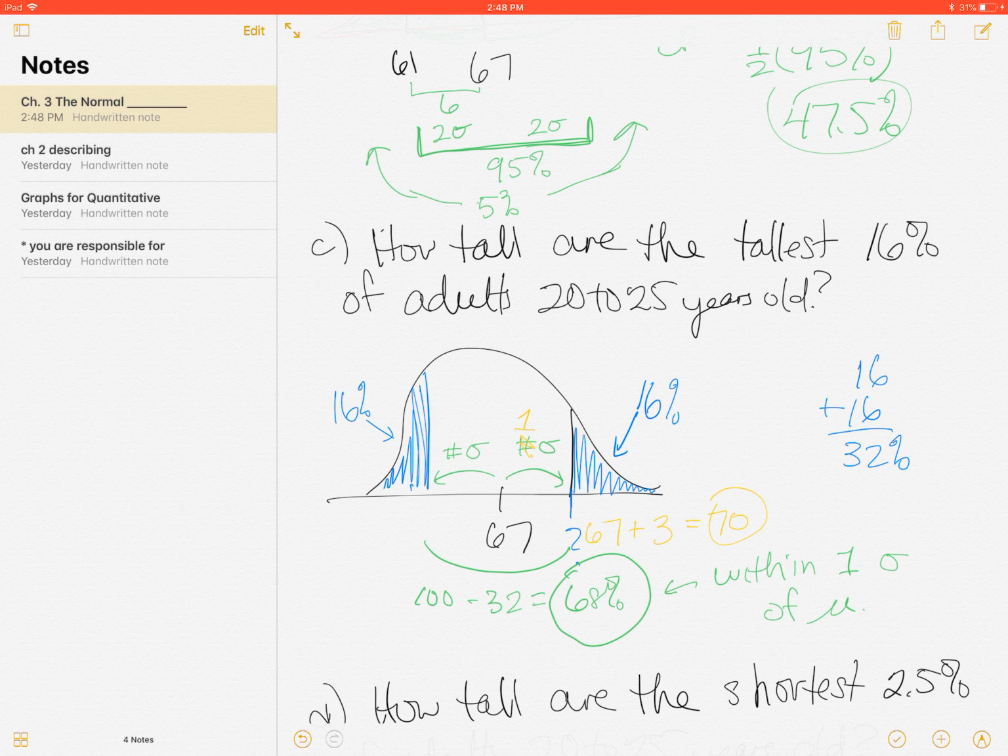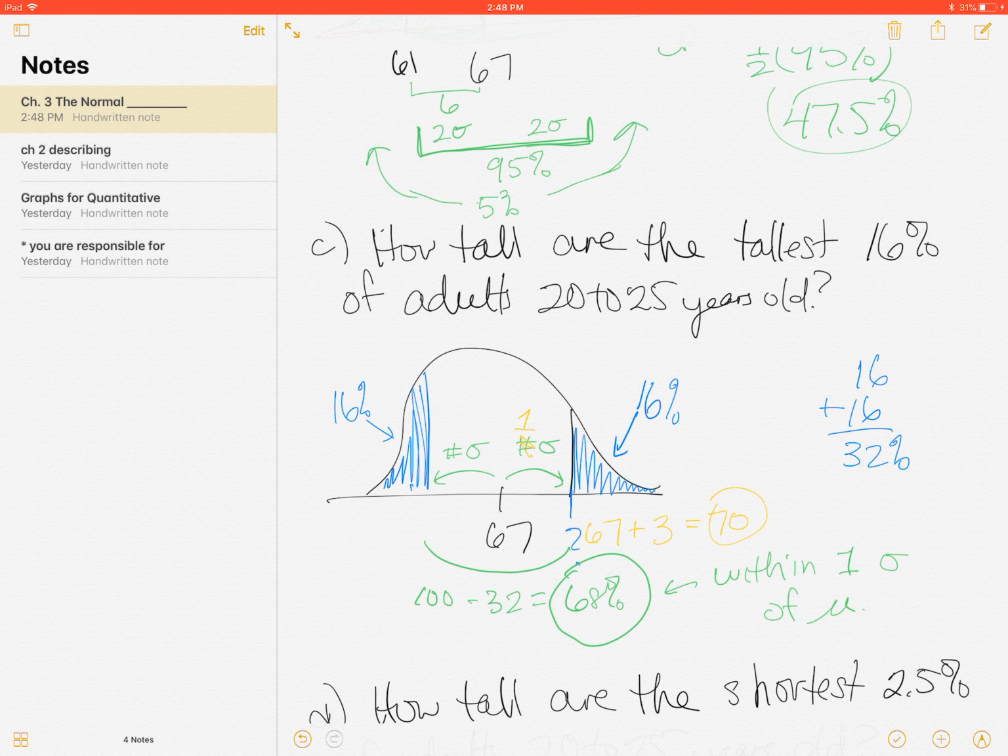So I used the symmetry to find the area of both tails. I used that to find the area of the middle, and that should be either 68, 95, or 99.7 because those are the only ones we know. You will never be asked something with a middle chunk. It'll always be one of the ends.